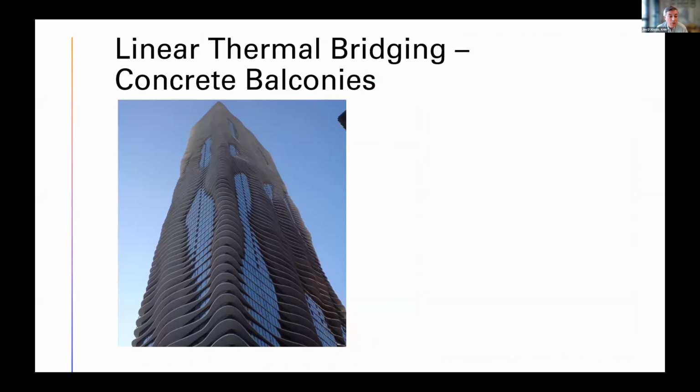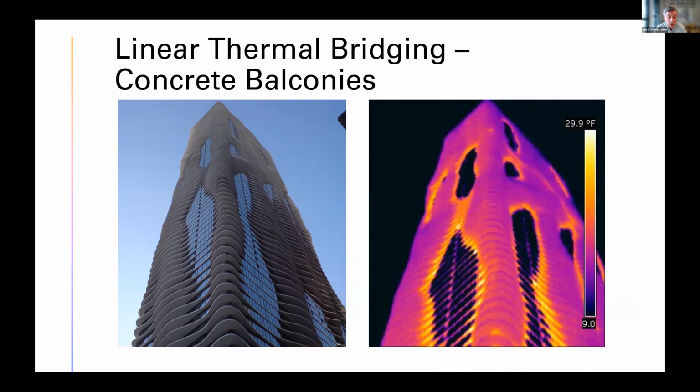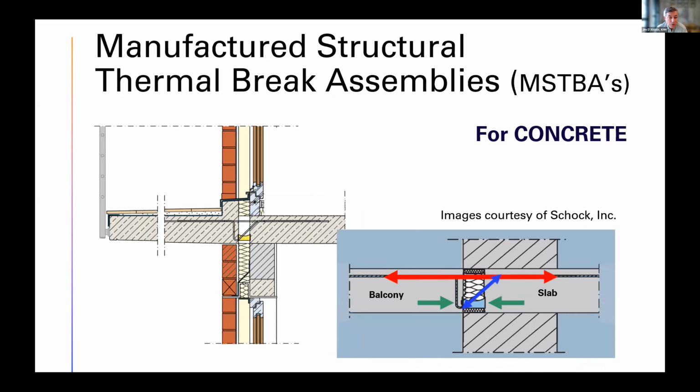And of course, for concrete balconies, when you extend the balcony out through the thermal envelope without any mitigation, the thermal envelope again will show a thermal gradient. This is a famous building in Chicago. It's beautiful, but they don't have thermal breaks at the faces. What do you do? You use a manufactured structural thermal break assembly. It's what you've got to do. They're proprietary, but they're design delegated elements like the steel-to-steel elements.